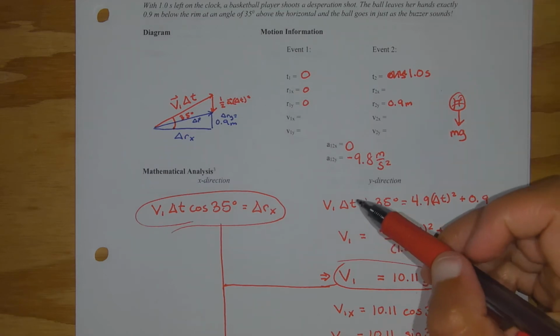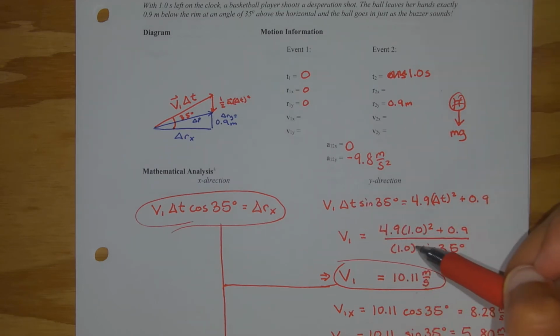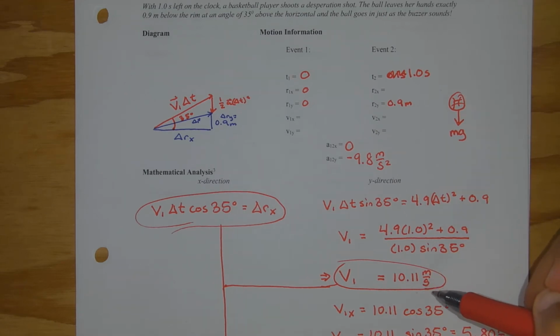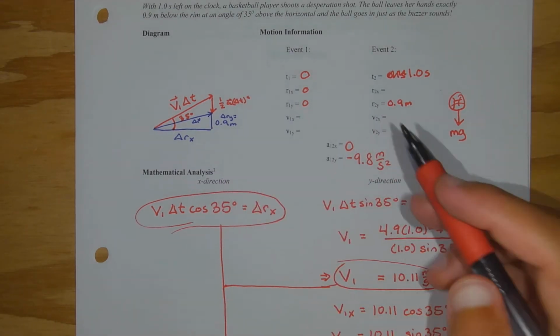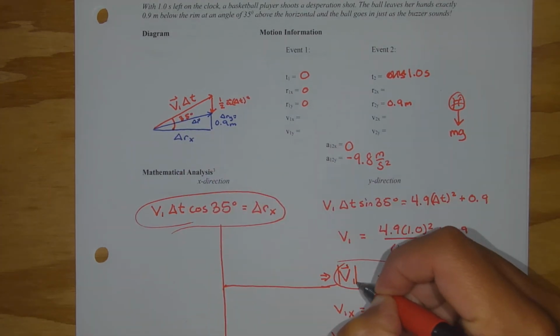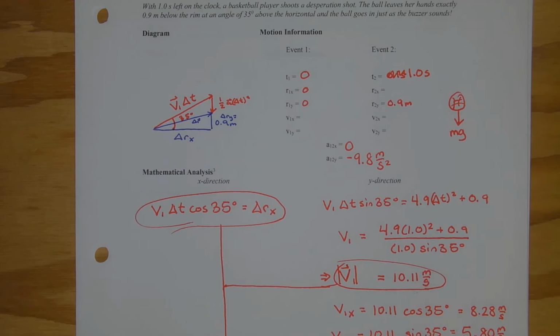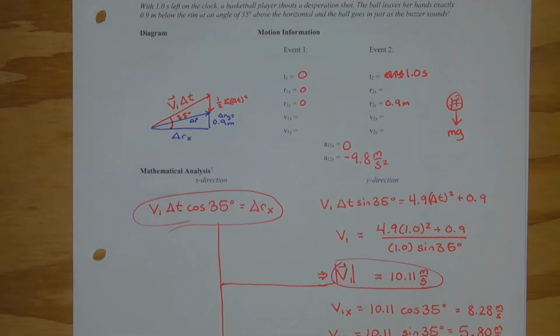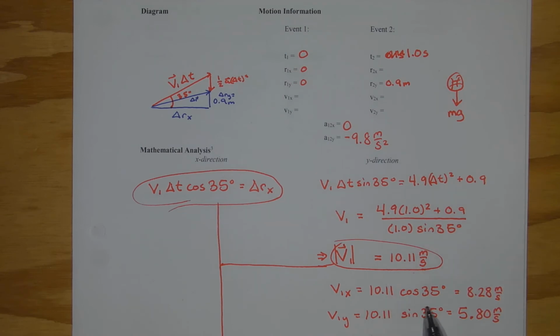We can put in delta t is equal to 1 second and solve for v1, and we get v1 is equal to 10.11. That is the magnitude of v1. You could write that like this. And the x component, since v1's at an angle of 35 degrees, the x component is 10.11 times cosine of 35 degrees, and the y component is 10.11 times sine of 35 degrees.